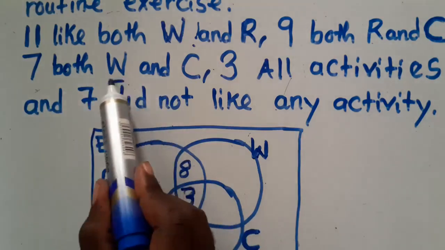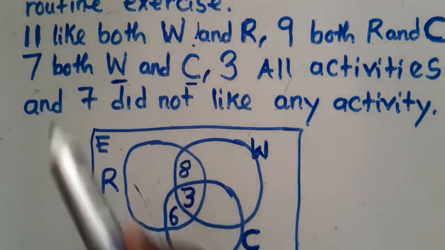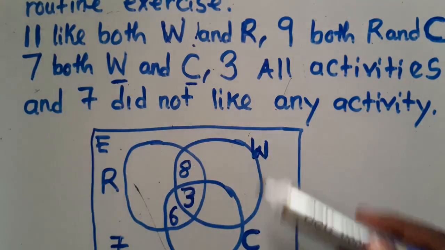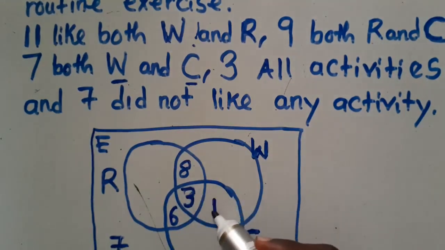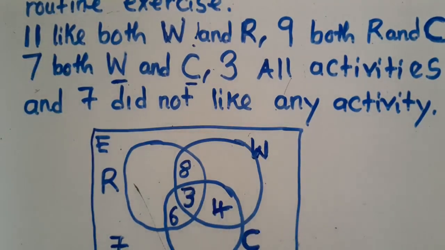7 walking and cycling. Walking and cycling, 7. 7 minus 3 is 4. This is what we've done. Hope you've seen. These are things that you need to know. This is how we get to put numbers on a Venn diagram. You need to follow this format.